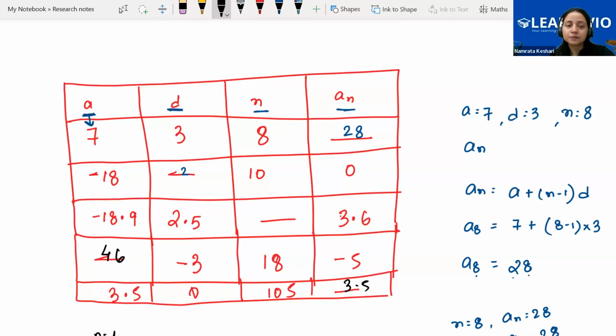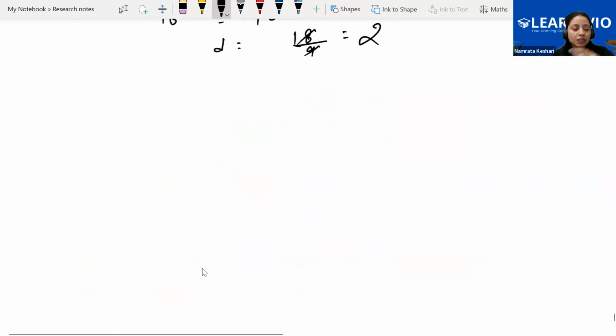Yes, ma'am. Okay. Like this only we have to find the value whatever will be there at the blank space. Three pieces of information are already given, one is missing. That one we will be able to find by using the formula an is equal to a plus n minus 1 into d. If you are able to do this one, then you will definitely be able to do the next part.